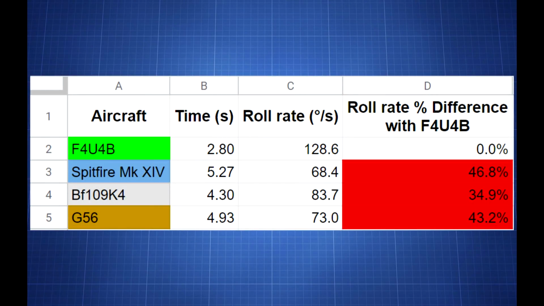As you saw, the F4U-4B easily outrolls the opposition with nearly twice the roll rate. The K4 is in second place, then the G56, and the Spitfire is in last place.